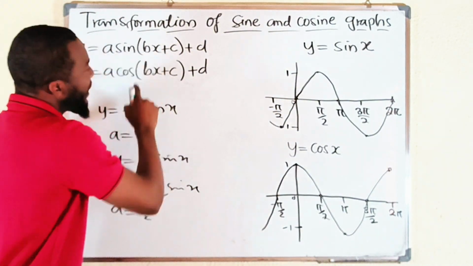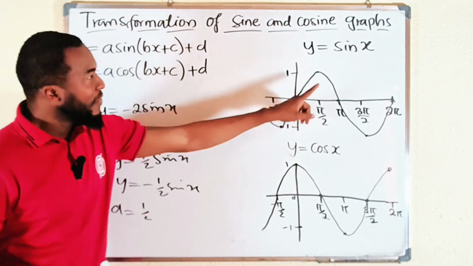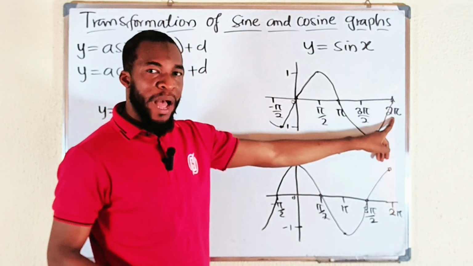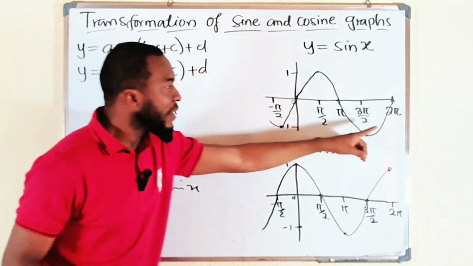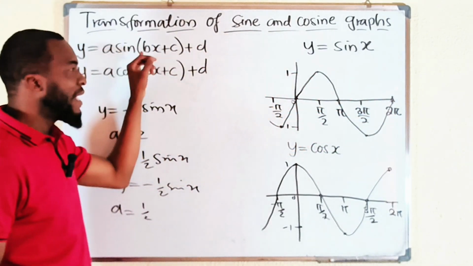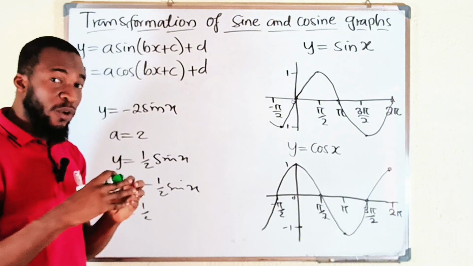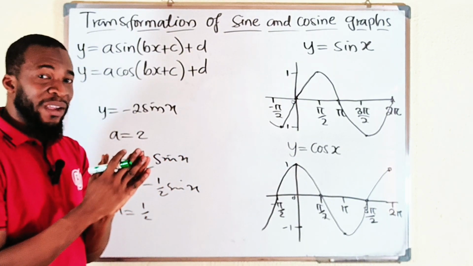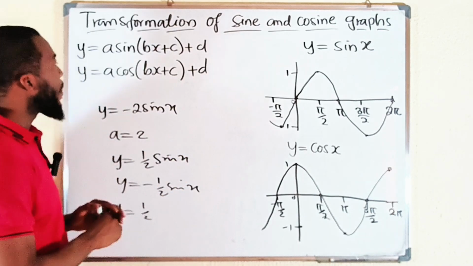Then b here always determines your period, where it is going to end. You see the coefficient of x here is 1, so our period is 2 pi. But if you have any other number there apart from 1, you have to take that 2 pi and divide by b, and it will give you the period. Exactly the point where you have your complete cycle. Sometimes it will shrink the graph horizontally, or sometimes it will expand it horizontally.